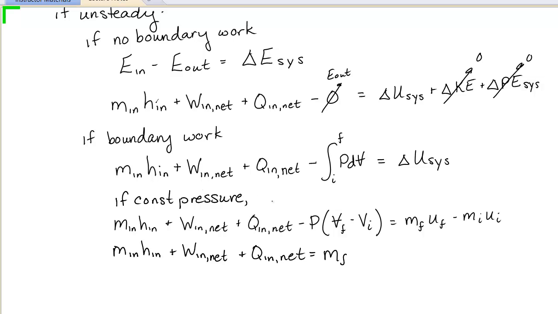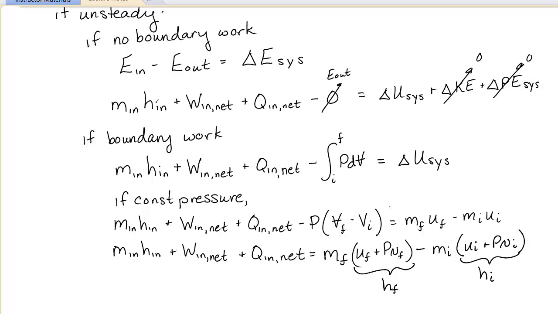equals m final (u final plus P V final) minus m initial (u initial plus P V initial). In other words, these are enthalpies, h final and h initial. So hopefully that kind of clears it up. So there's actually two ways that I could have written it. In class, I wrote it out. I gave you this option as your possible correct answer, but actually it would have also been okay to have h's on both sides as long as we didn't keep the boundary work on the left-hand side.